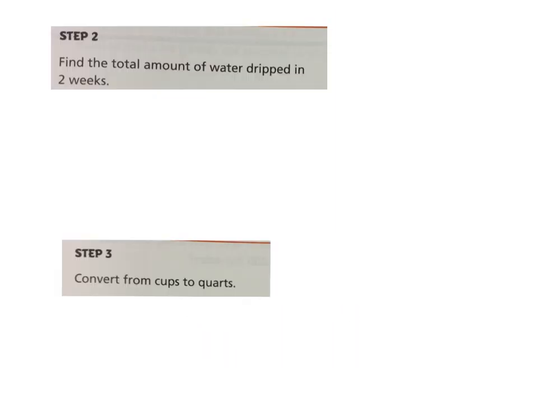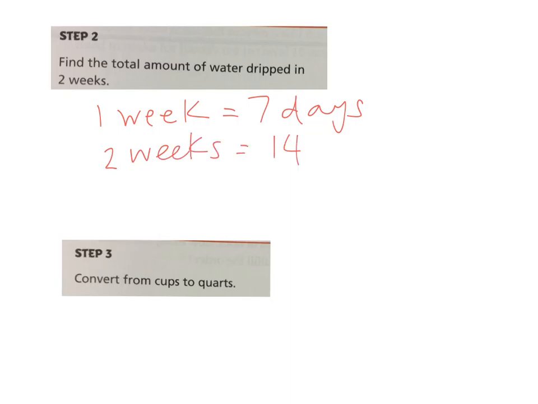The next step was we need to figure out how much water dripped in 2 weeks. How can we find out how much water dripped altogether in 2 weeks? Tanvi? Since we know that 1 week has 7 days, you can solve 7 times 2 for 2 weeks, which is 14 days. So you can do 14 times 2 to find out 2 cups times 14 days. So we could do 14 times 2. How many? 28 cups in 2 weeks.